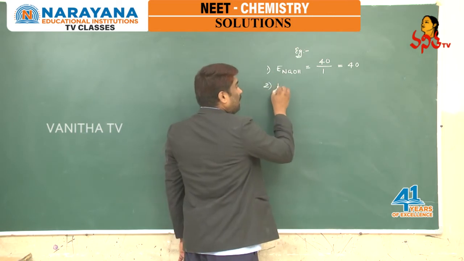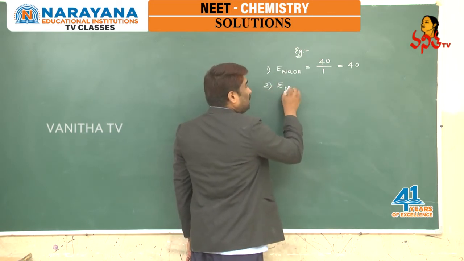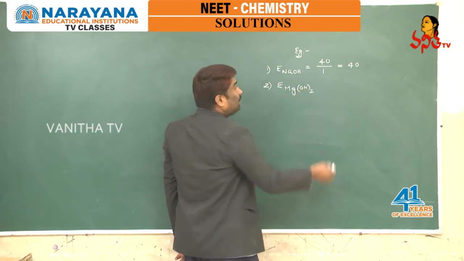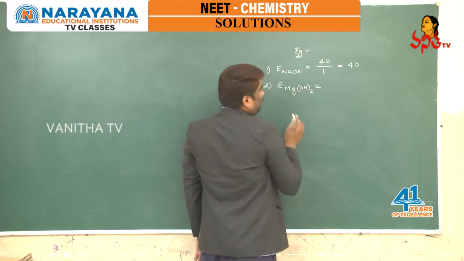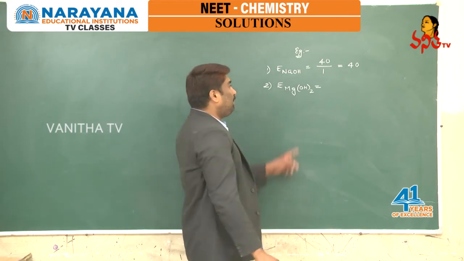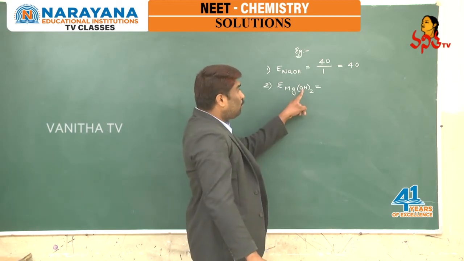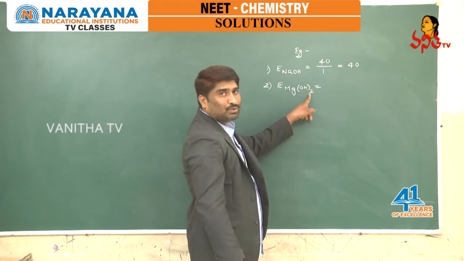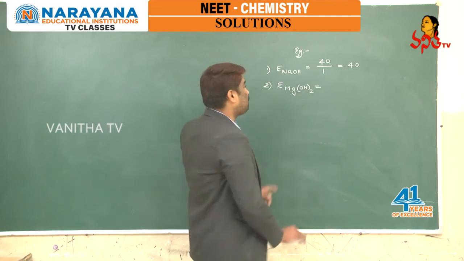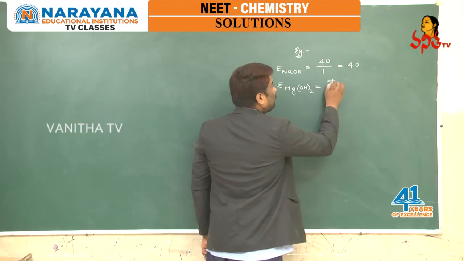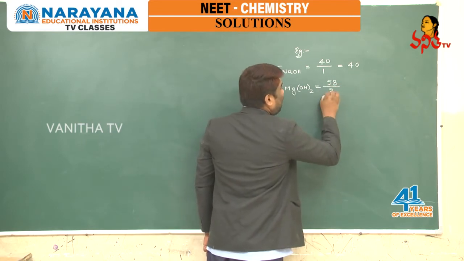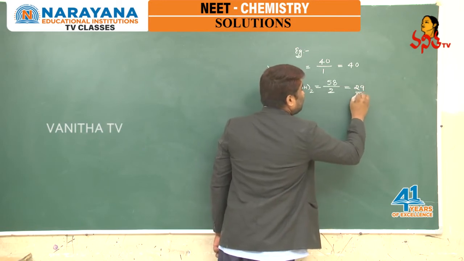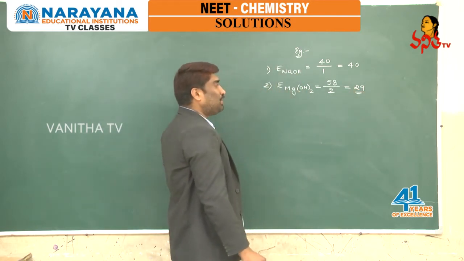Take another example, equivalent weight of magnesium hydroxide. Magnesium hydroxide molecular weight is, magnesium is 24. Each OH group corresponds to 17. Two OH groups, 2 times 17 is 34. 34 plus 24, 58. By number of hydroxyl groups is 2. 58 by 2 is 29. This is the equivalent weight of magnesium hydroxide.